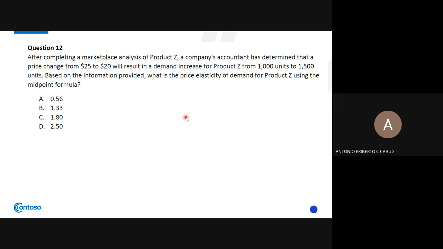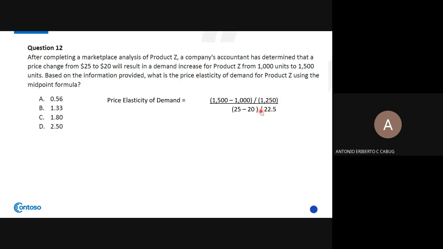Again, kahit silent ha, midpoint formula yung gagamitin. Percentage change in quantity, 500 over the midpoint of the two, which is 1,250. Percentage change in price, 5 over the midpoint of 22.5.